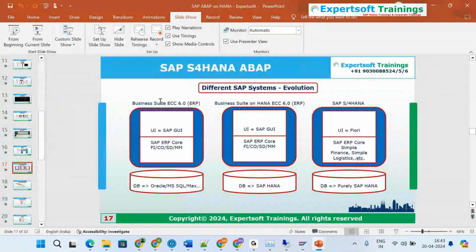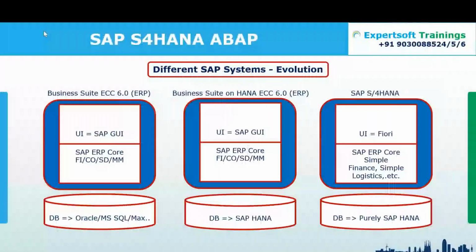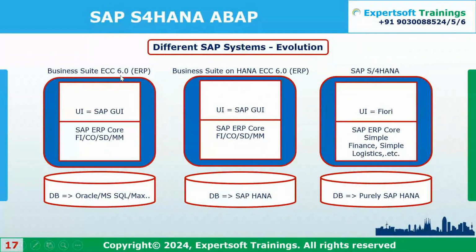So when they were on the ECC6 system, the database was not HANA. The main thing you have to understand here is that the database was not HANA. Everything remained the same. Then they brought Business Suite on HANA. What did they do? They changed the database only, because the database was what was making things faster. So they changed the database and didn't change anything on the top. But when they turned to S4 HANA, they changed the database as well, and they changed the way of accessing the applications, using Fiori.